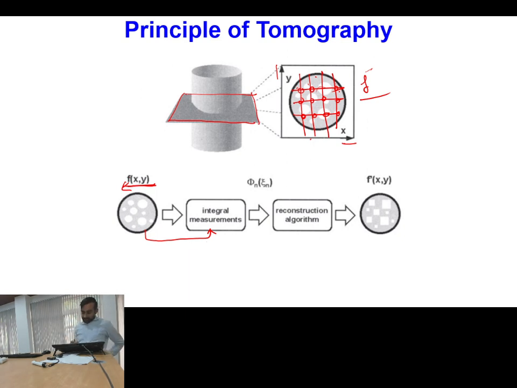Okay. Then what we do, once we have done, we call this phi n, and this phi n I have measured in different directions zeta n, and then we will be using the reconstruction algorithm, and then we will be obtaining some new function f dash of x and y. You can see that in the final reconstructed image, I have shown that this was a circle, but here this is coming as a square. So that is depending upon the spatial resolution of the measurement.